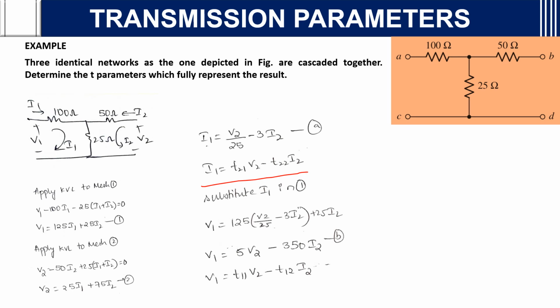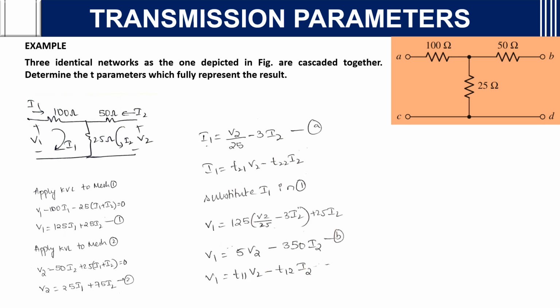So substitute this I1 in equation 1. Equation 1, V1 is equal to 125 I1. I1 is V2 by 25 minus 3 I2 plus 25 I2. If you substitute, you will get V1 is equal to 5 V2 minus 350 I2. So V1 is in the form of T11 V2 minus T12 I2.